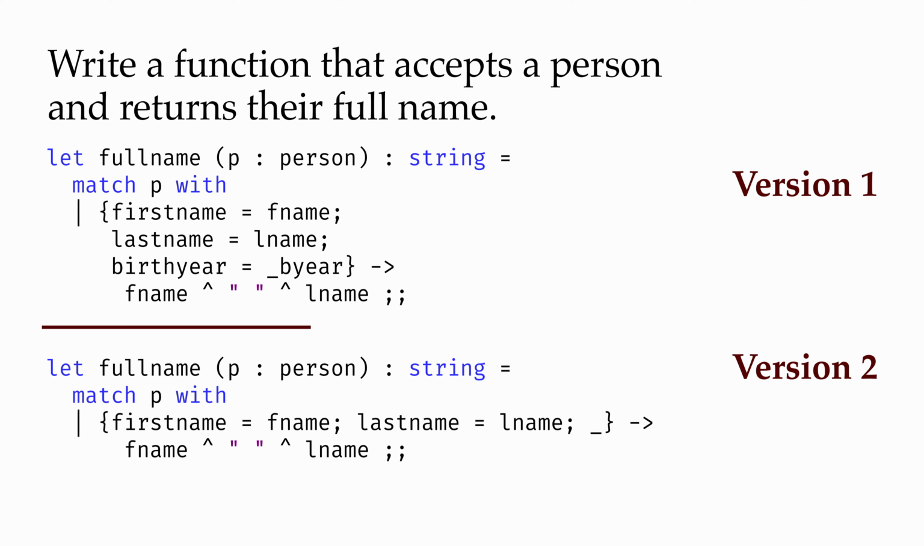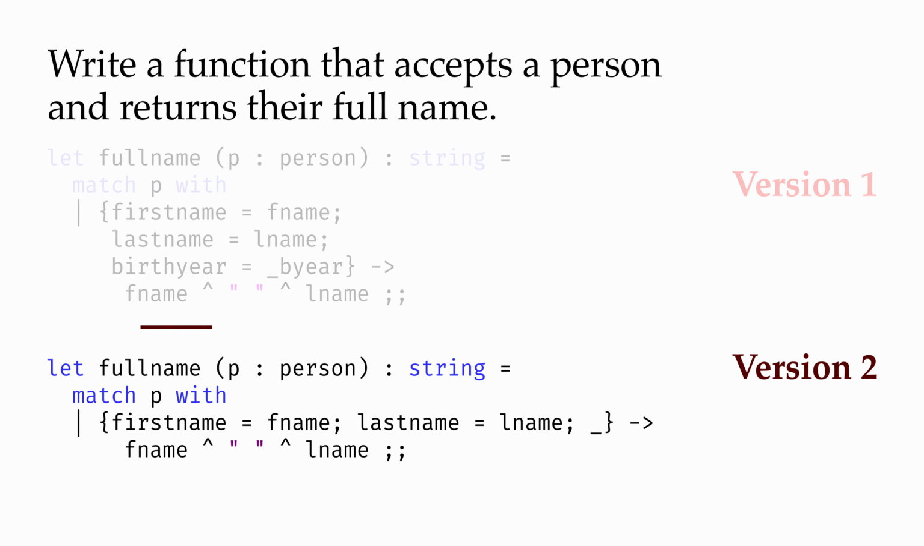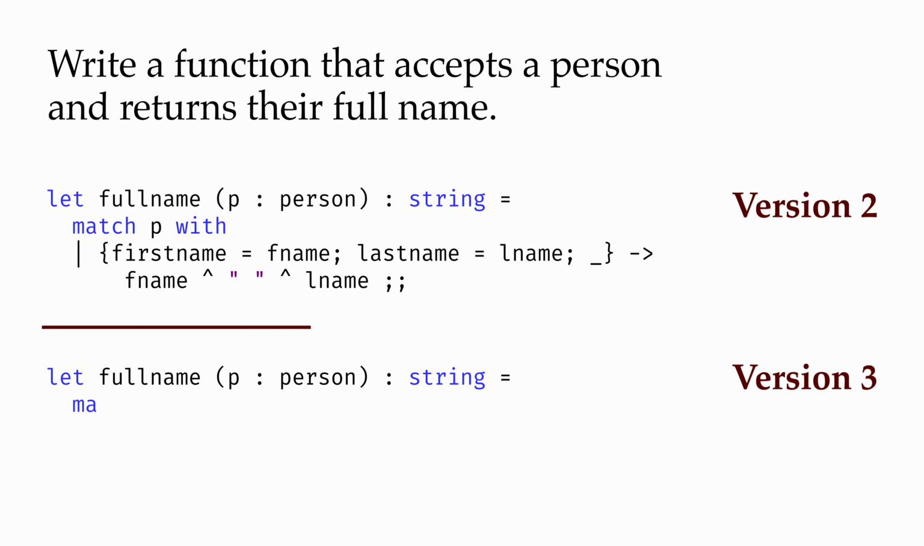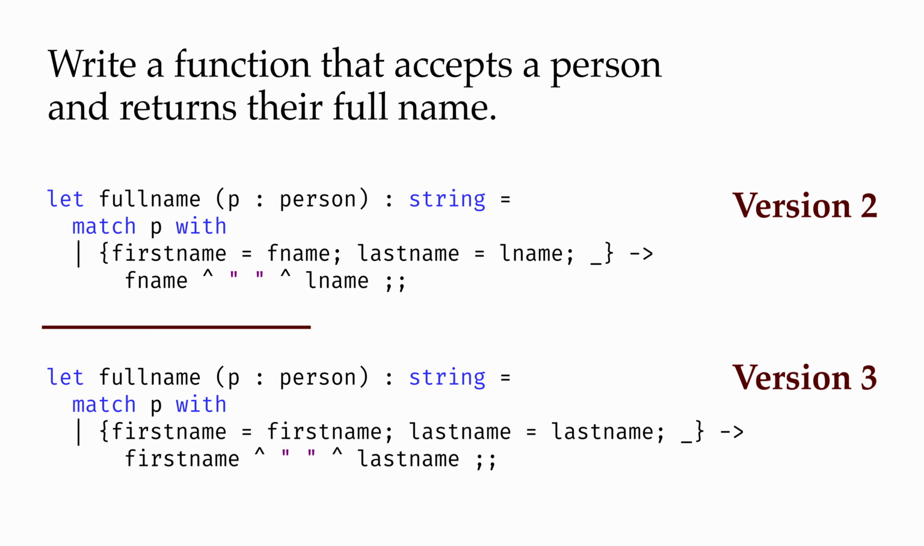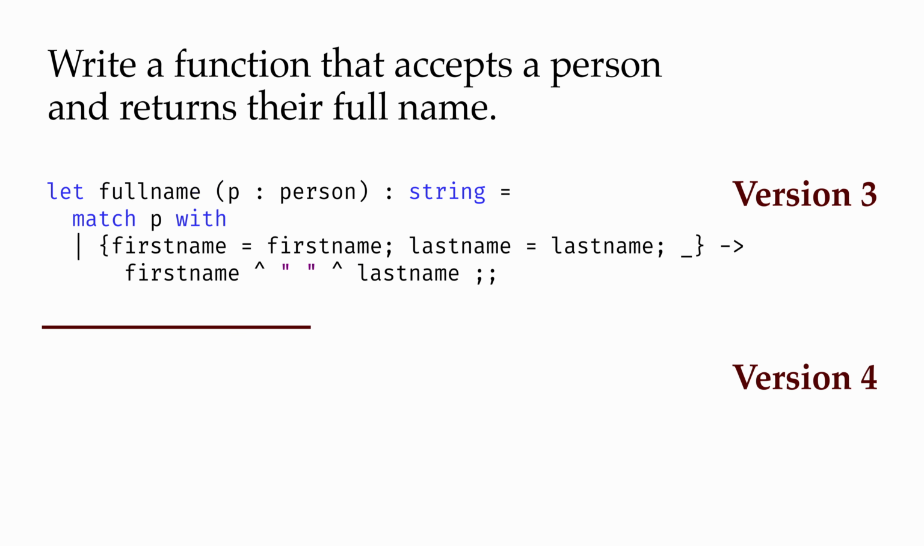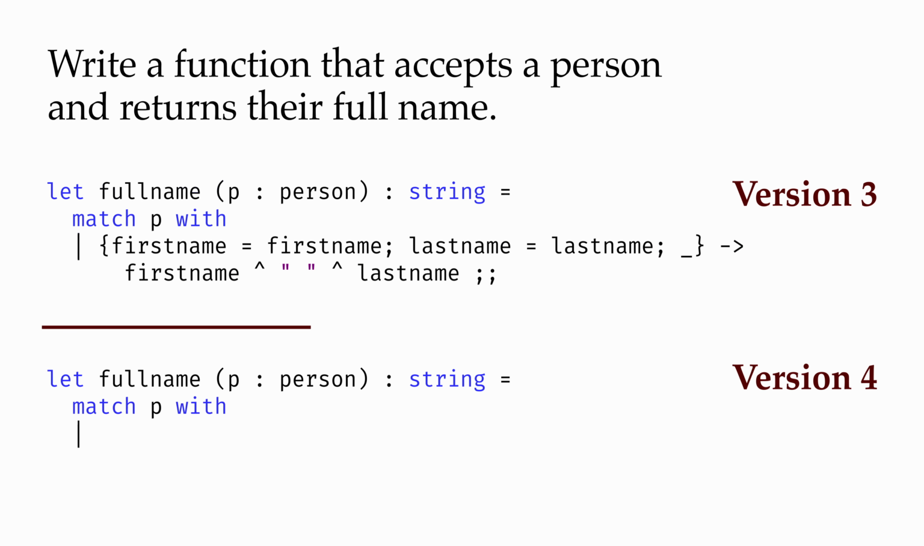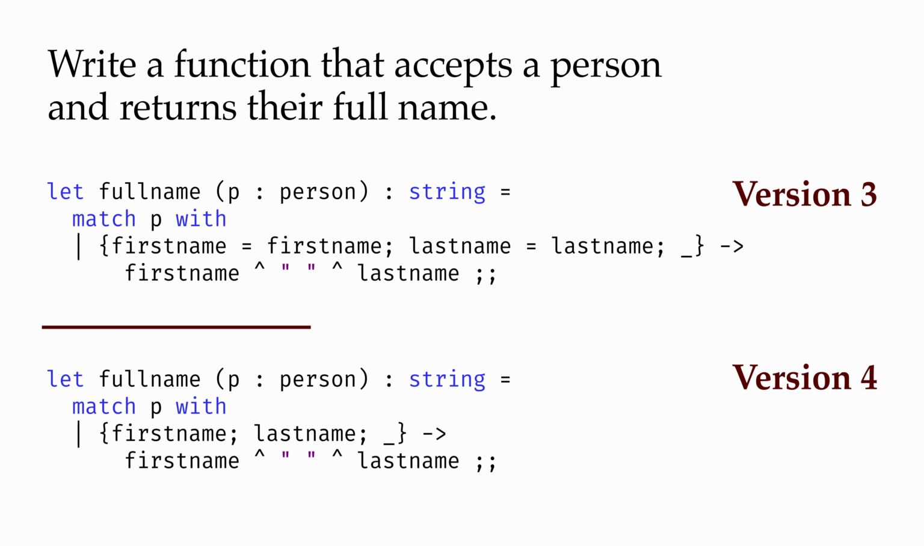Next, notice that the field labels are very similar to the variable names we're using for the fields. If we had wanted to, we could have even made the variable names identical to the field labels. That kind of pattern is common enough that OCaml has another simplification in record patterns called field punning, where if the field label is the same as the variable name, then we don't need to specify the same name twice. We can just use the label alone as both the label name and the variable name. That lets us simplify our code even further.